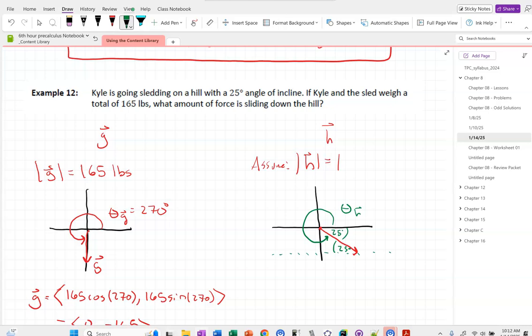So my hill direction is going to be 360 minus that 25 degrees. Everybody feel okay there? That's going to be 335.